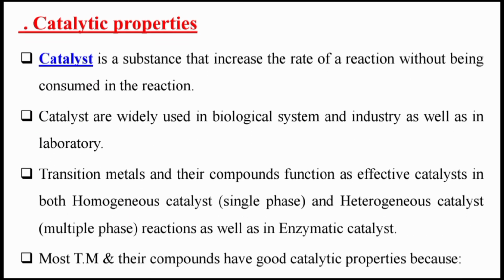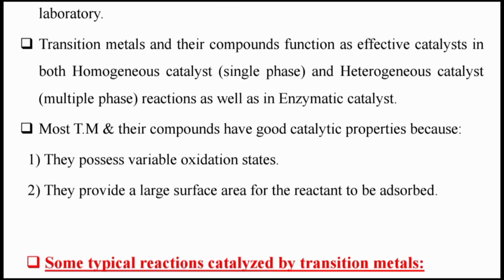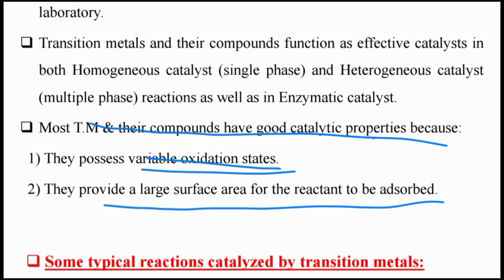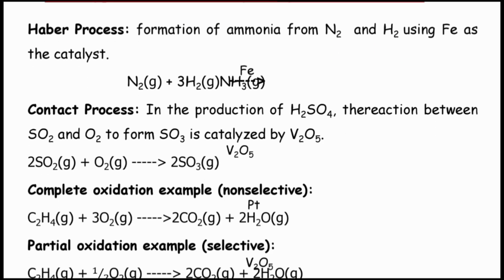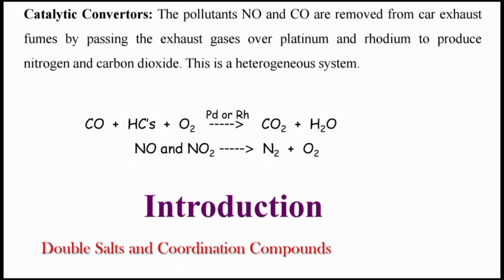Catalytic properties: they are used as catalysts that increase the rate of reaction without being consumed. Homogeneous catalyst: single phase; heterogeneous: multiple phases; as well as enzyme catalysts. Most transition metals and compounds have good catalytic properties. There is variable oxidation state. This is the reason why they are good catalysts. It provides a large surface area for the reactant to be adsorbed. Some typical reactions: you can see the Haber process here, where iron is used, the contact process, hydrogenation, decomposition, catalytic converters.